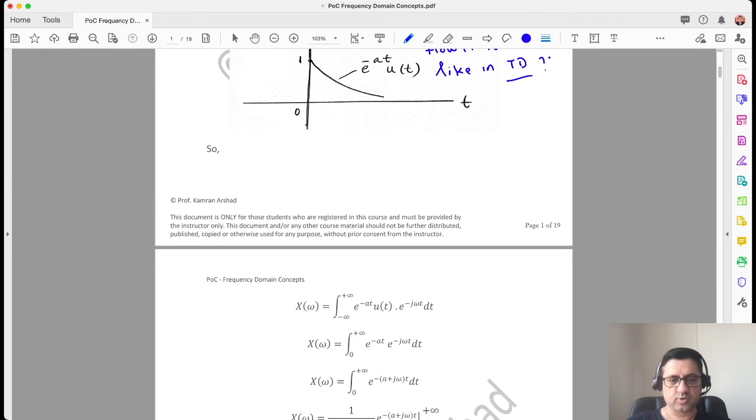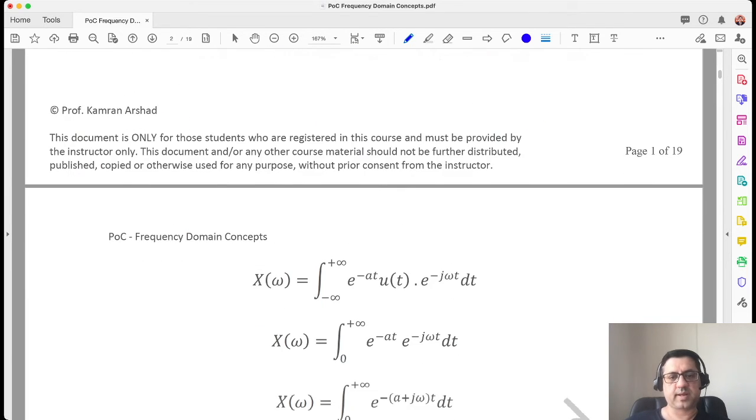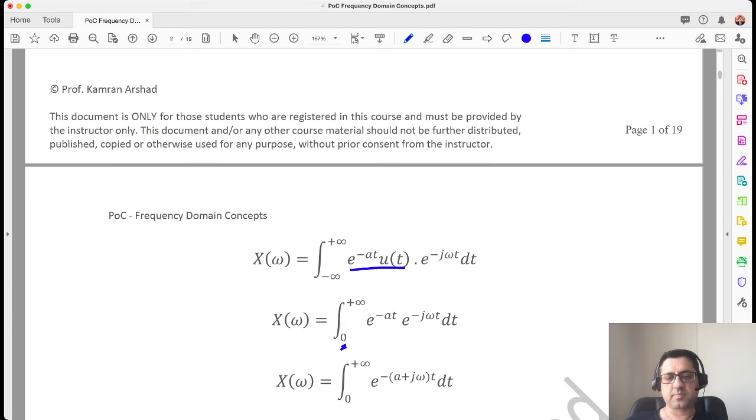I will zoom out a little bit. So this is my X of omega. I put x of t here, and because of u of t, the lower limit becomes 0 and u of t will be gone. Why? Because u of t is saying that from minus infinity up to 0, my signal is 0. So I remove u of t and put the lower limit 0, so it starts from 0. If we don't have a u of t, then we have to integrate from minus infinity. So that's the point of having u of t.